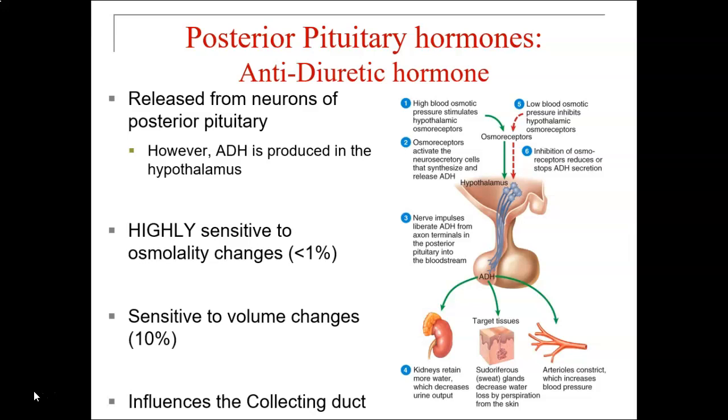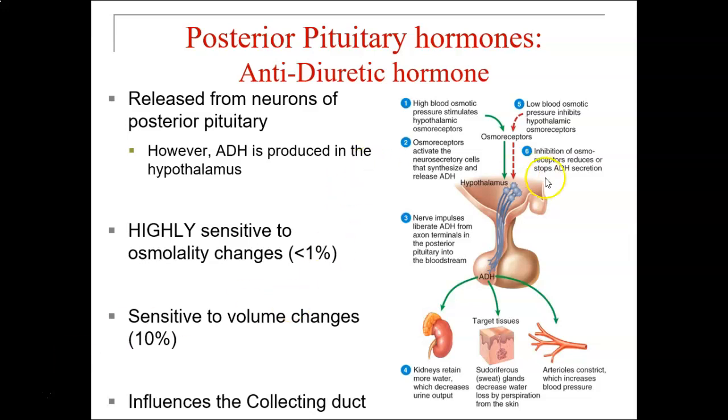Now, aldosterone, which we talked about being released from the zona glomerulosa of the adrenal gland, had its function on the nephron, specifically a part of the tubule. In two weeks, when we start to talk about the urinary system, we'll get into the exact location in the nephron where that takes place. Anti-diuretic hormone has its impact on something called the collecting duct.